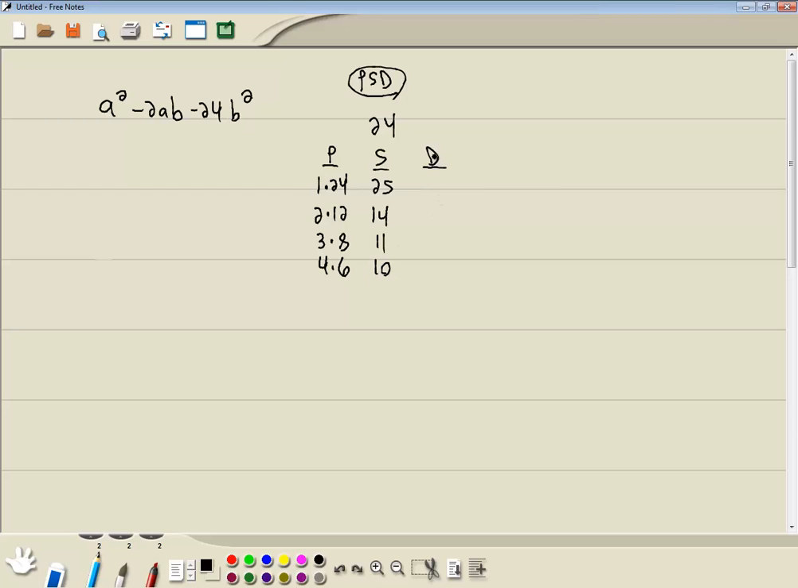D column, D for difference. Subtract smaller from larger. 24 minus 1 is 23. 12 minus 2 is 10. 8 minus 3 is 5. 6 minus 4 is 2.